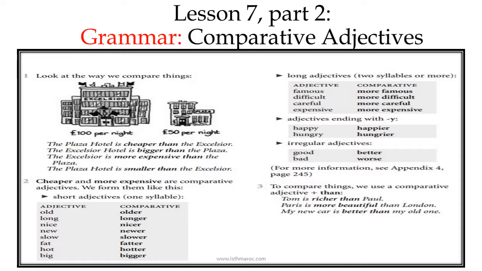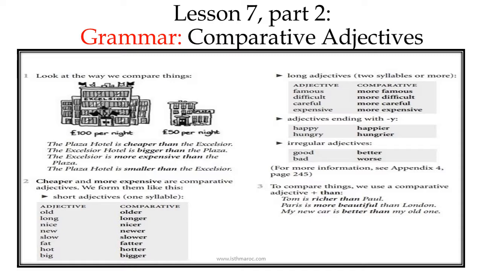Another adjective which is not included here is far. The comparative of far is farther or further. For example, Rabat is far, but Casablanca is farther or further. So when we compare Casablanca with Rabat, from the point of view of speaking about Fez or Meknes, for example, Casablanca is farther or further than Rabat.